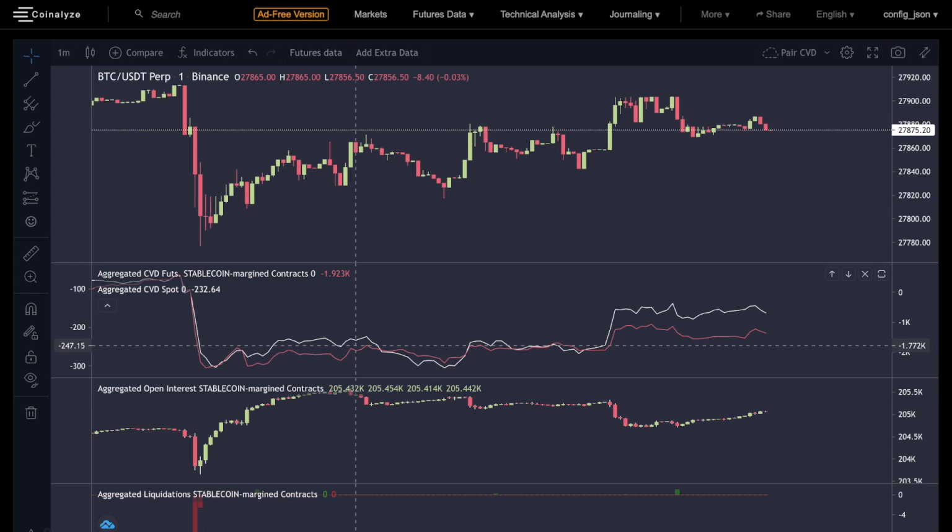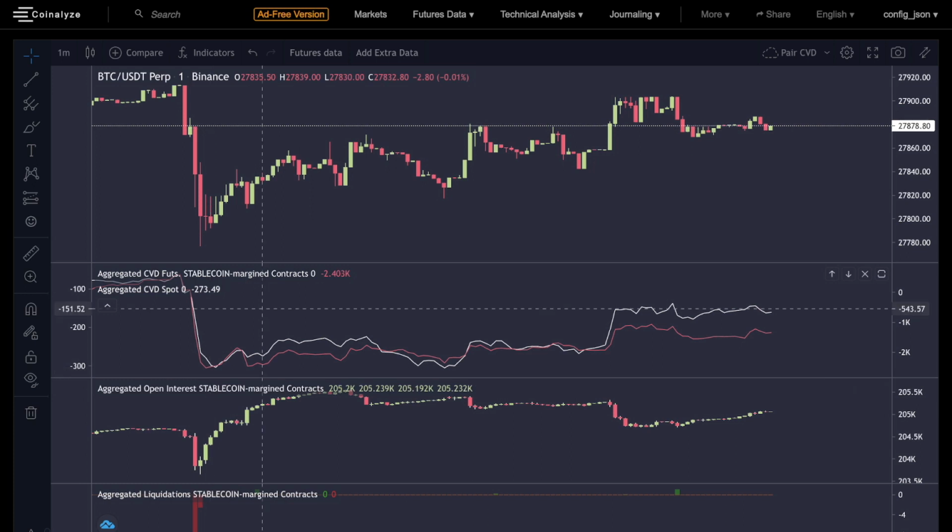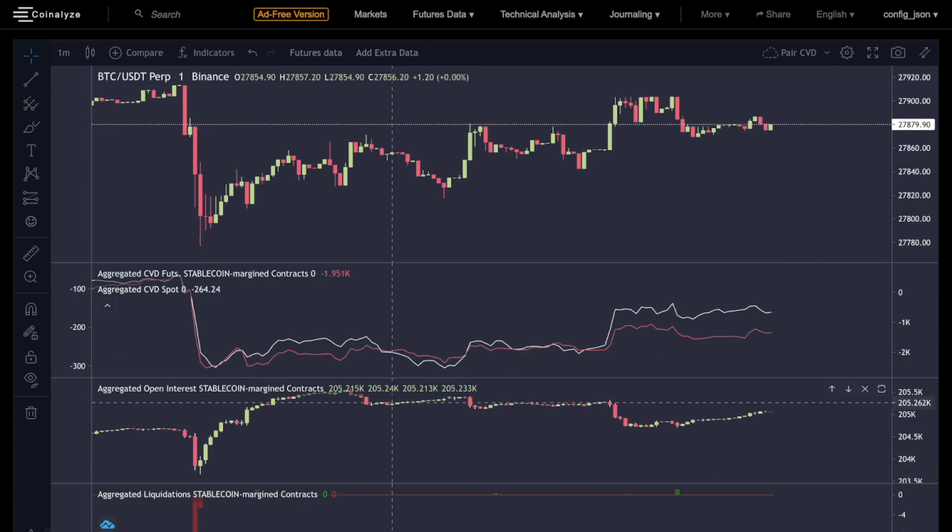First place, if OI goes up and CVD goes up, that means longs are opening. Or, in other words, more positions and more buyers will just mean that longs are opening. If OI is up but CVD is down, that means shorts are opening. In other words, if there are more positions and there are more sellers, those seller positions would be opening, so shorts opening.